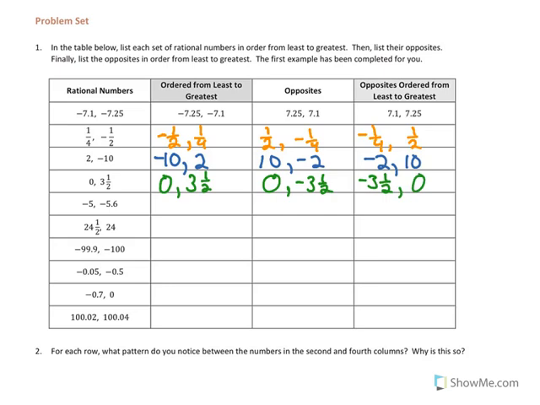All right, let's try the next one. Negative 5 and negative 5 6/10. All right, negative 5 6/10 is to the left of negative 5. And so negative 5 6/10 is the least, and negative 5 is the greatest. Now, what are the opposites of negative 5 6/10 and negative 5?